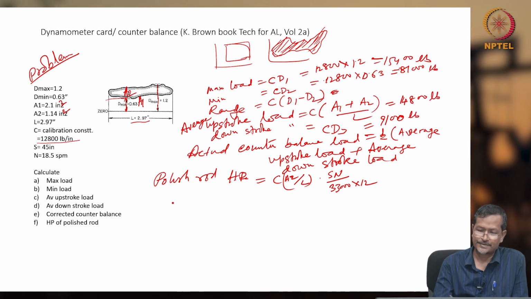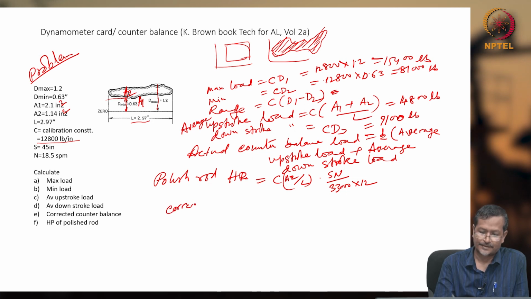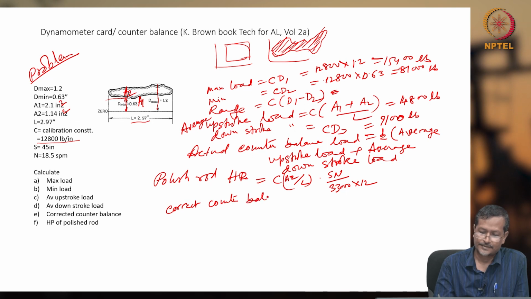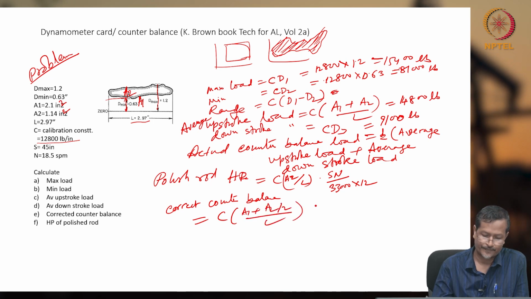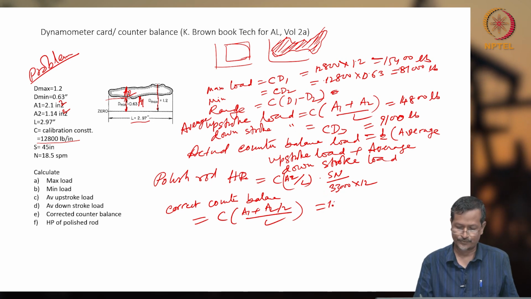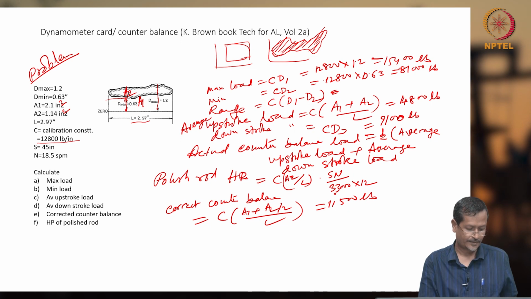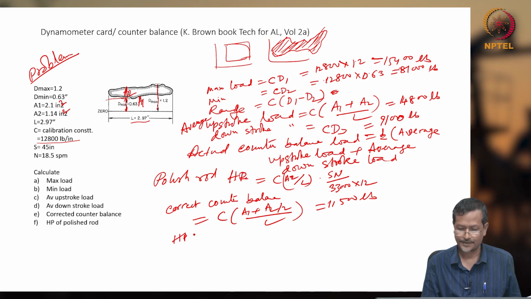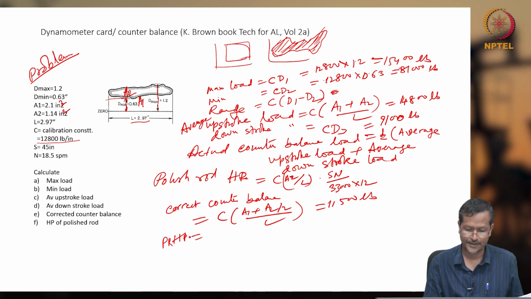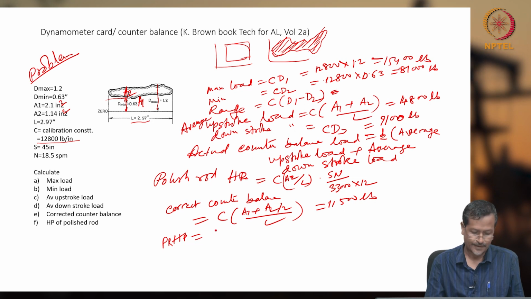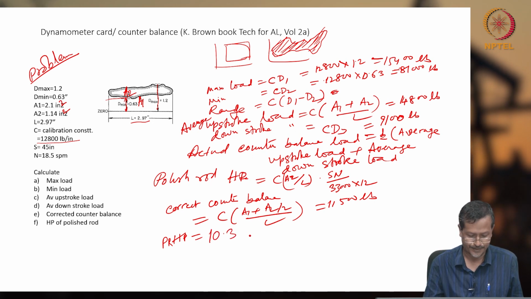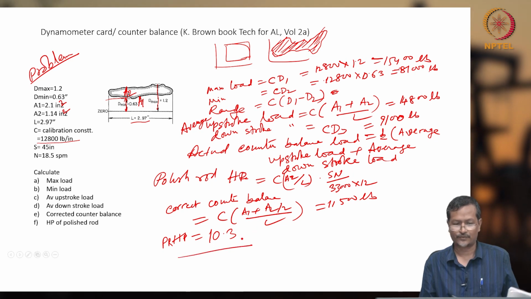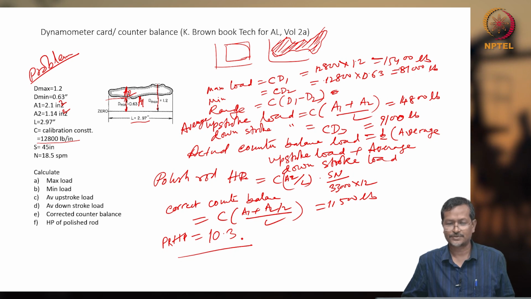So the correct counterbalance equals C into A1 plus A2 by 2 by L, equals 11500 pound. The polished rod horsepower, PRHP, is coming to 10.3. So this is the calculation. Students, please try to solve this similar problem so that you can solve the assignment problems.